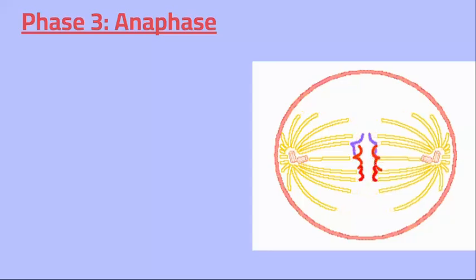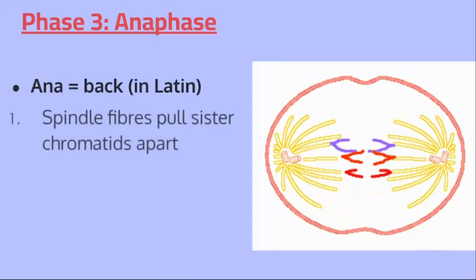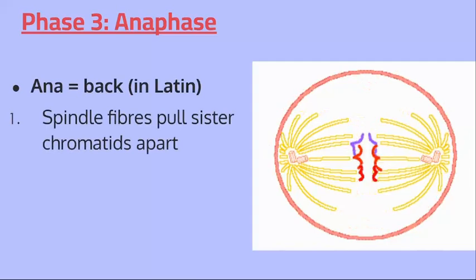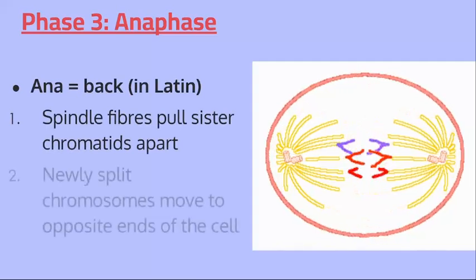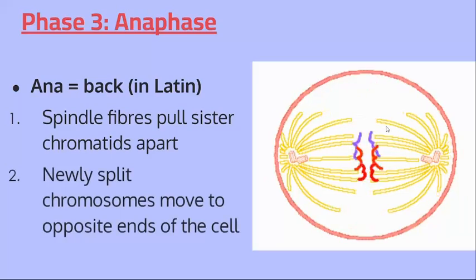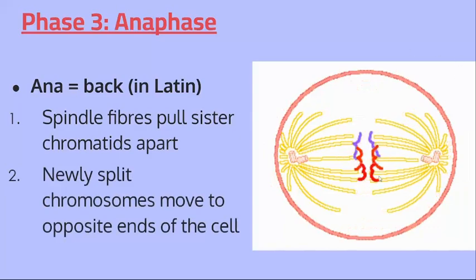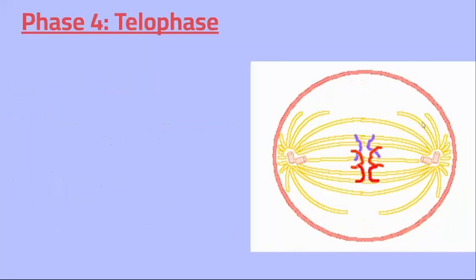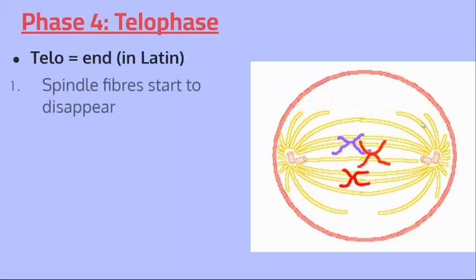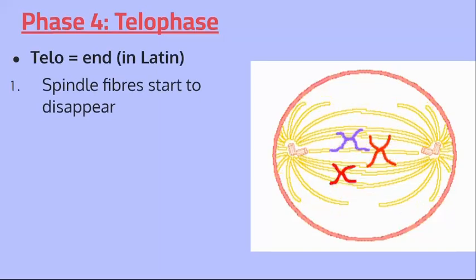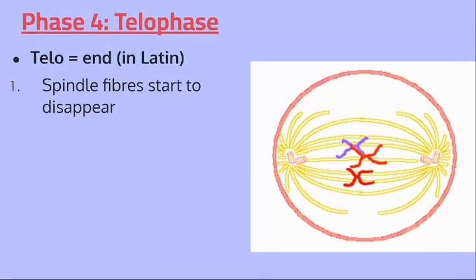So finally, we have anaphase, where we start pulling. Ana means back in Latin. So spindle fibers will start pulling these sister chromatids apart. And so when they pull apart, they're going to be newly split, and they will move to the opposite edges of the cell, which you can see here in telophase. Telo is end in Latin, and this is when the spindle fibers are going to start to disappear, because your mitosis is over. It's done.